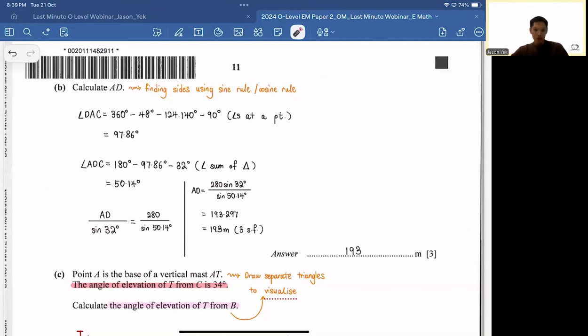Okay, it depends on schools, but again, I'm a very particular person, so I'll say it's best to write it down if you see angles that you are required to find. All right, so if you find interior angles, just write down. Angles at the point, just write down.